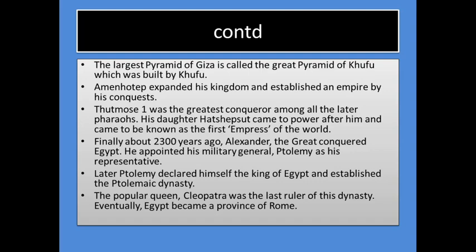Later, about 2300 years ago, Alexander the Great conquered Egypt, and he appointed his military general Ptolemy as his representative. Later, he established the Ptolemaic dynasty. Among them, the popular queen Cleopatra was the last ruler of this dynasty. Egypt became a province of Rome.